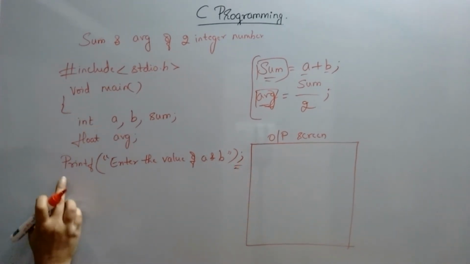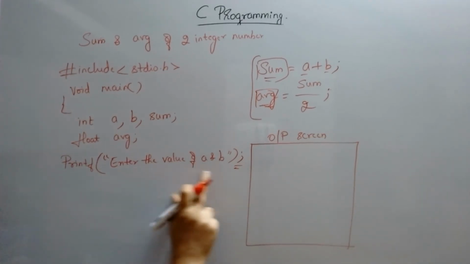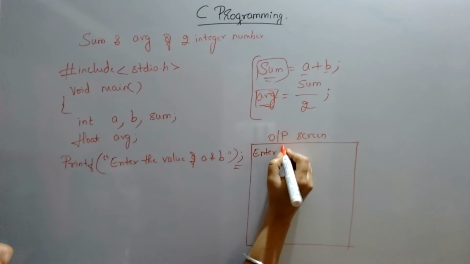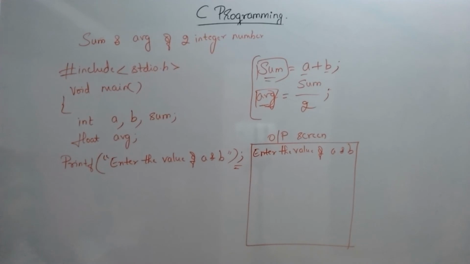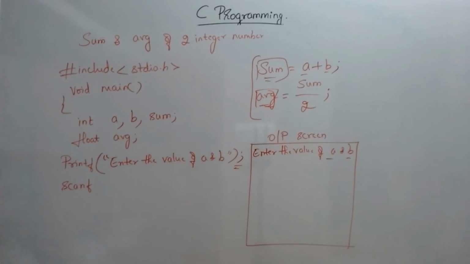Okay. Now see, I have written the printf statement. When you run the program, you are going to get this statement on your output screen: Enter the value of A and B. And now the user has to give the values for A and B, right? To take the inputs from the user, we are going to use the scanf function. The scanf function is used to take the inputs from the user.